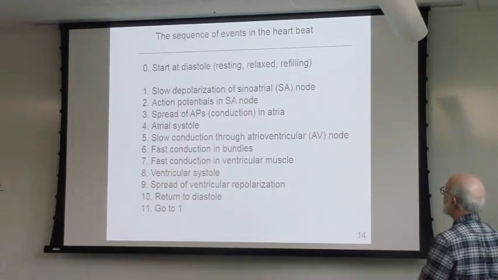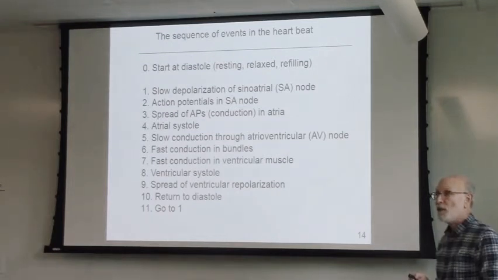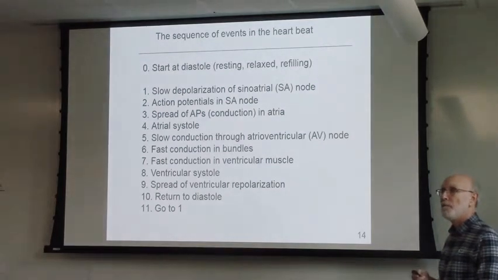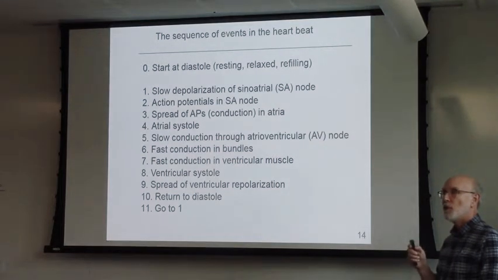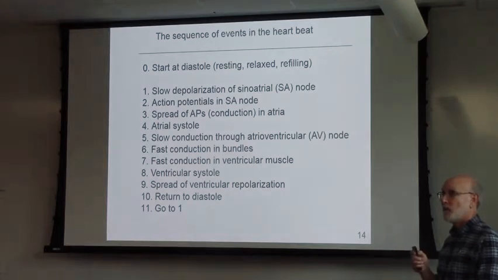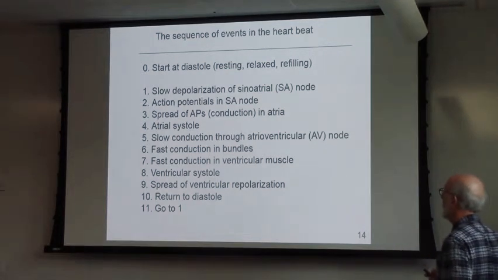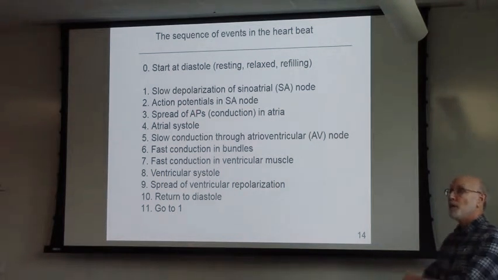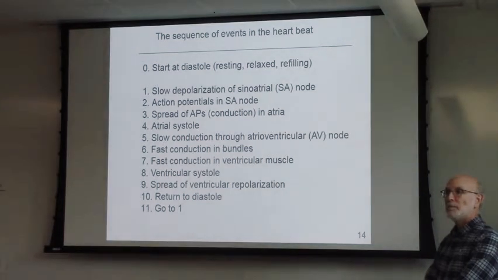Then we get an action potential in the SA node due to the activation of a lot of voltage-gated calcium channels. Remember, the upstroke in the SA node was due to calcium channels. Then we have the spread of action potentials in the atria. Through what channels is that spread happening? Gap junctions.